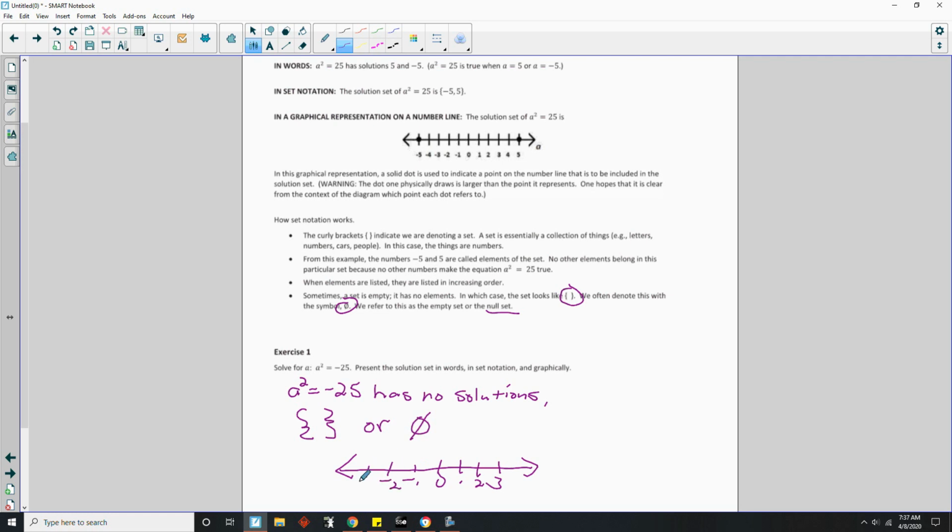-2, -3, and no solutions written down on it. There are no dots on that number line. It would just be an empty number line.